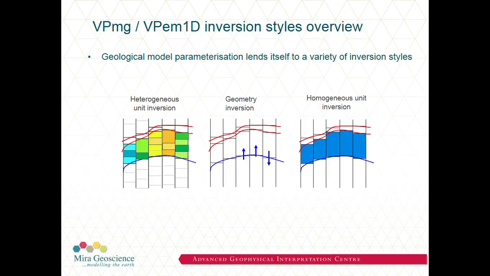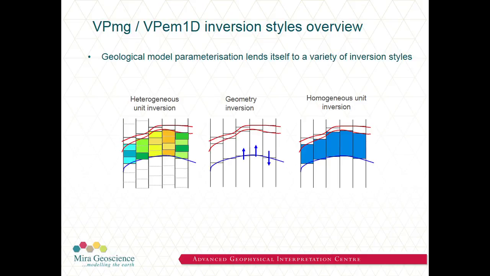In the work that we've been doing, or really Peter and Glenn have been doing, they've been using VPmg, which gives a proper geological model parameterization for the inversion. You see the different modes there on the left: heterogeneous unit inversion, where you can solve for heterogeneity of physical properties within a given layer. Just imagine that layer is the cover, and the top is the topography. Geometry inversion, where you can fix the physical properties within the units and solve for the geometry. So if you can fix the topography and you have some understanding of the physical properties of the cover, you can then solve directly for the base of the cover.